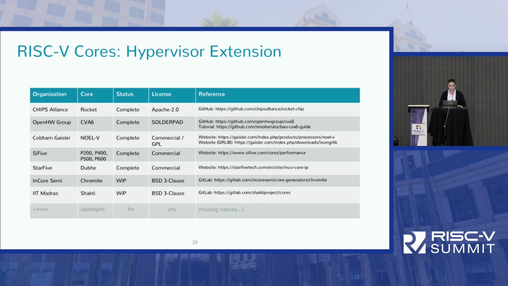Then there is another commercial and GPL version, which is the NOEL-V from Cobham. It's mainly related to the De-RISC European project. And I'm pretty sure you have been around, and there is the SiFive core, the StarFive core, and there is now the Ventana core, their very own one. They are commercial options, and they fully support the hypervisor extension. And there are also the Chromite cores from InCore Semiconductors, open source.